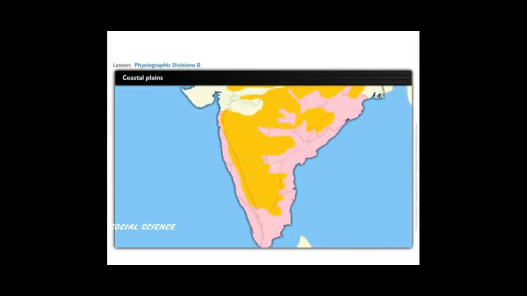Beyond the mountain ranges, the Peninsular Plateau is flanked by a stretch of narrow coastal strips, running along the Arabian Sea on the west and the Bay of Bengal on the east. The western coast lying between the Western Ghats and the Arabian Sea is a narrow plain. It consists of three sections.